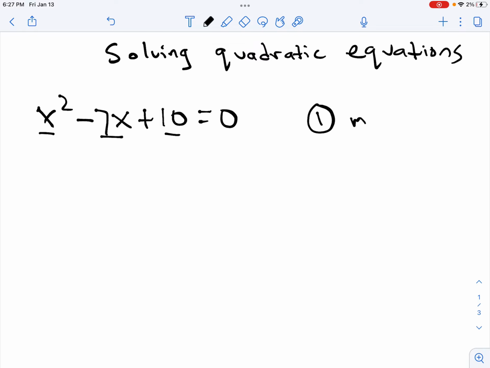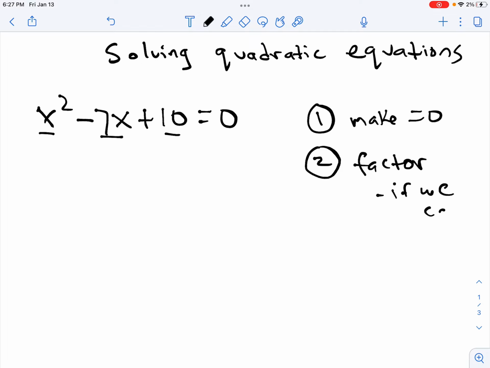Number one, we have to make it equal to 0 if it's not already. Here it's already equal to 0, so that's good. The second step is we always try to factor if we can. Sometimes we can't factor, and when we can't factor, we have to use the quadratic formula. So let's see if this guy's going to factor.